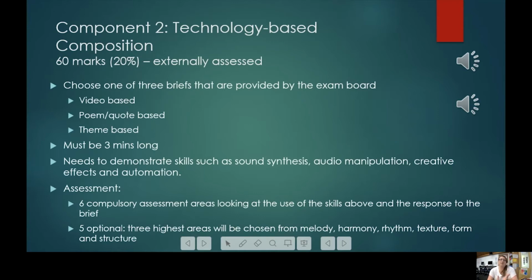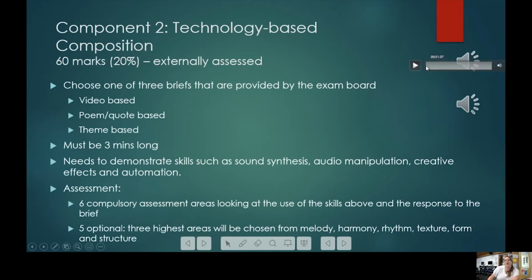The things that you're going to demonstrate and you'll learn about in your study of this type of composition is how to create your own synths, how to manipulate audio samples, how you can be creative in your use of effects, and how you can perhaps use automation both in a live context but also in a recorded context. So a couple of examples.